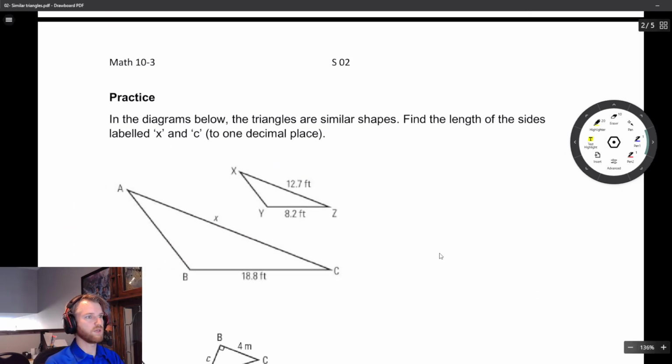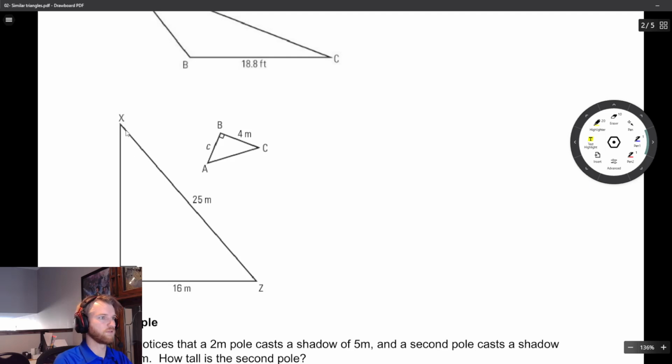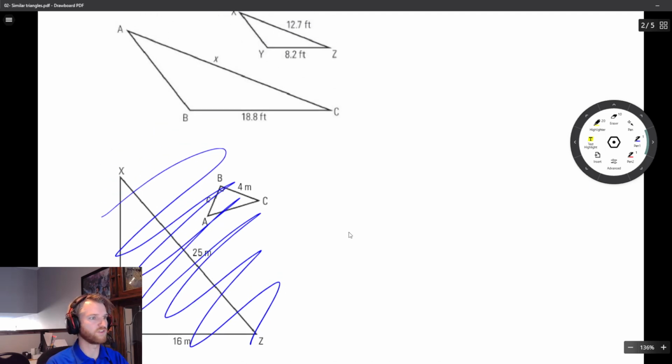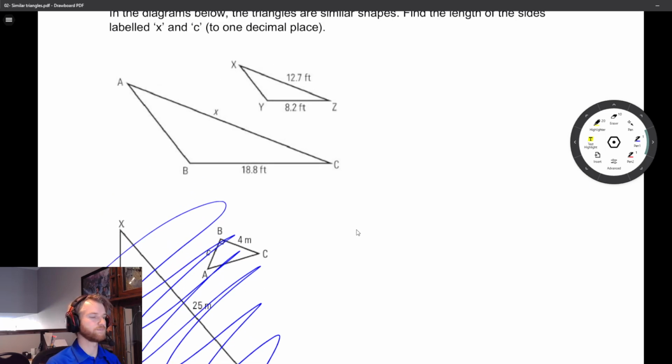Now, this page, I don't like this example. I don't like that it's difficult to tell which triangles and which sides are the same, so we're going to skip that one.